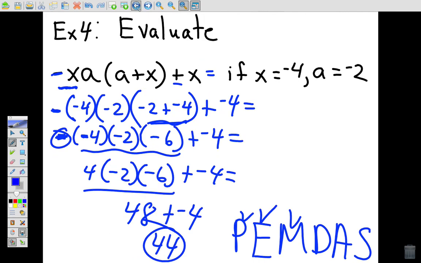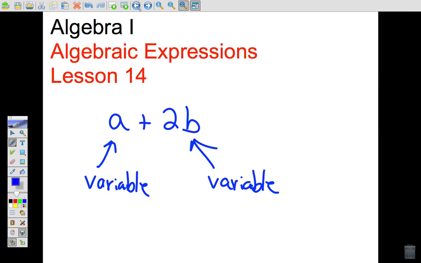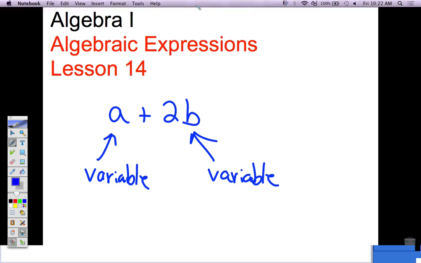So, what we've done here is we've talked about algebraic expressions and what it means to evaluate an algebraic expression.